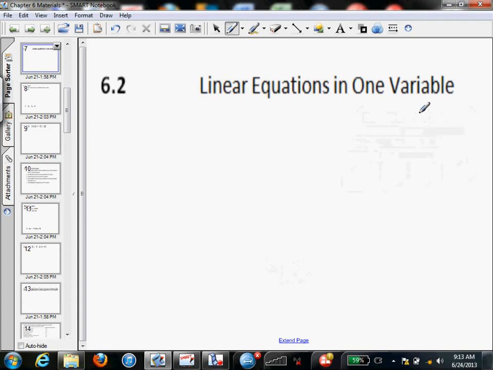Hello, and I want to welcome you to Chapter 6, Section 2, or 6.2, Linear Equations in One Variable. These are going to be the guided answers to the problem sets found in the notes for 6.2.